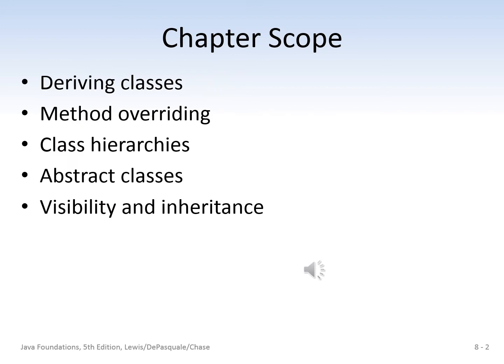Here's a list of the key topics we're going to be covering in this lecture. Deriving classes, that deals with child classes being derived from parent classes. Method overriding, which we've already discussed in some significant detail already. The concept of class hierarchies, abstract classes, and obviously visibility and inheritance.